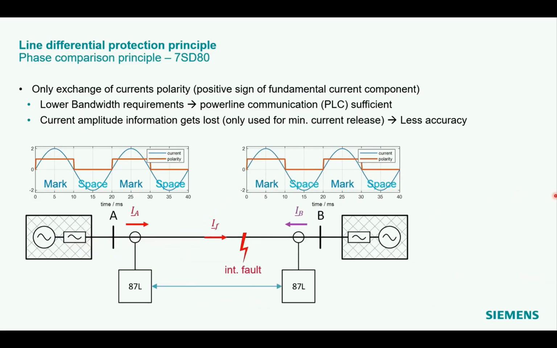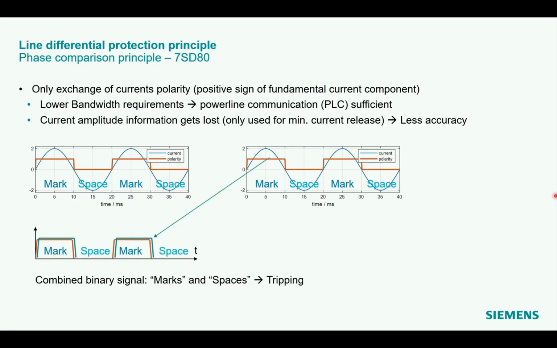For the internal fault condition, the currents at the line terminal A and B are more or less in phase, so both relays see the fault in the forward direction. The combined binary signal with local and remote current polarities result in a sequence of marks and spaces, shown here. This will result in a trip condition.